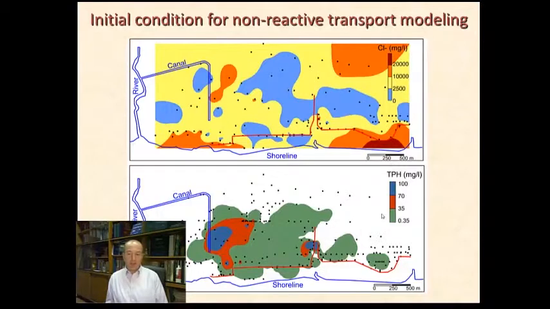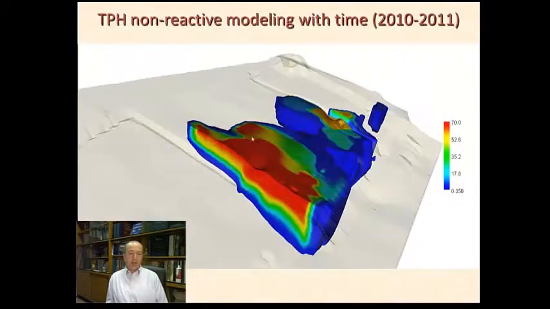In this case, we use the total petroleum hydrocarbon content, and starting from the chloride model, we realize a total petroleum hydrocarbon model. In this case, the sources are represented by the persistence of the LNAPL inside, over the water table into the site. And we also simulate the situation between 2010 and 2011. What's happened to the contaminant concentration?